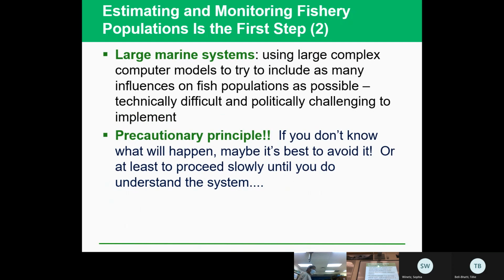Another one that we'll see time and time again is the last one on here, the precautionary principle. If you don't know what will happen, maybe it's best to avoid that problem or issue in the first place, or at least to proceed slowly until you understand the system, which is one reason that we're all wearing masks and there's only half of us in the building at a time, right? We're trying to be cautious, better safe than sorry. And the same thing can apply to ecosystems.